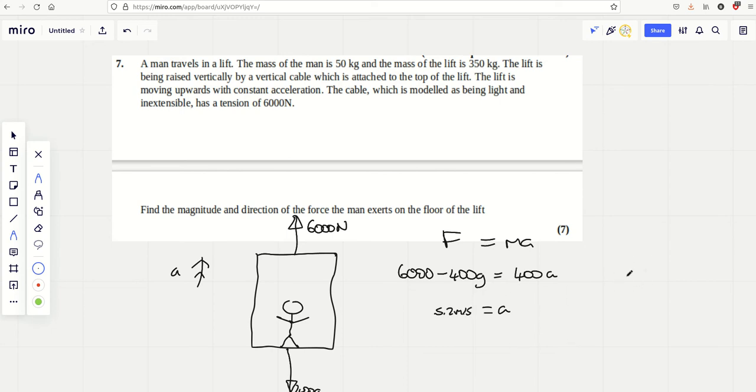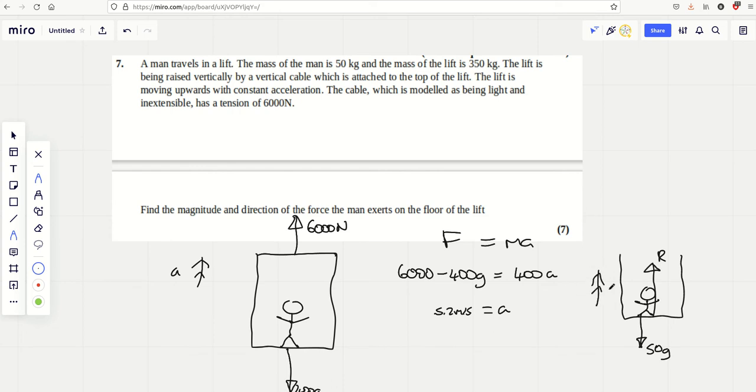What we can do now is redraw the diagram with just the man which we're interested in now, and he's going to have 50g acting down. This is the force internally within the lift, and a reaction force acting on his legs, pushing him up. Yeah, remember, when you're being raised by a lift as well, you feel heavier. The reason you feel heavier is because you've got that reaction force pushing up, and that reaction force gets stronger than if you were just standing still, not being raised.